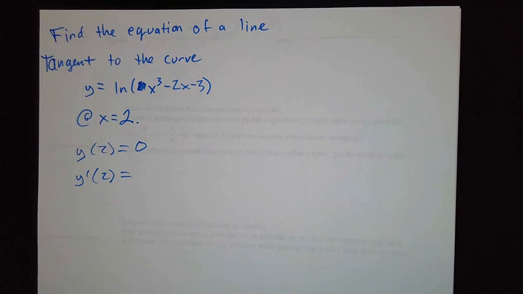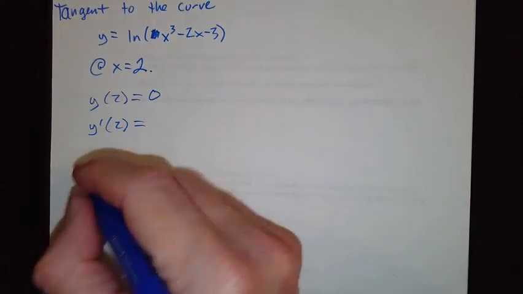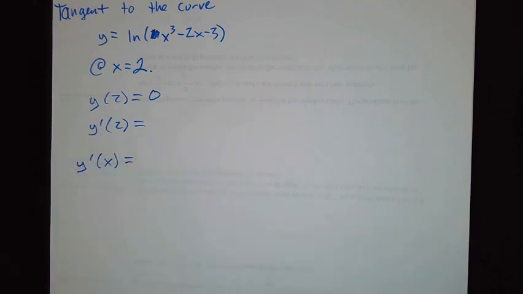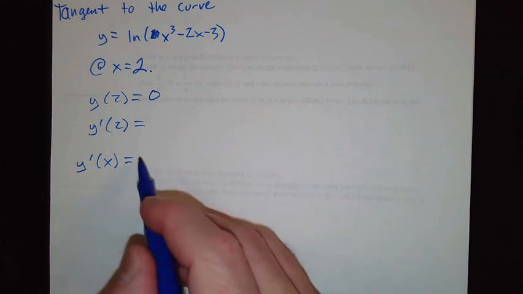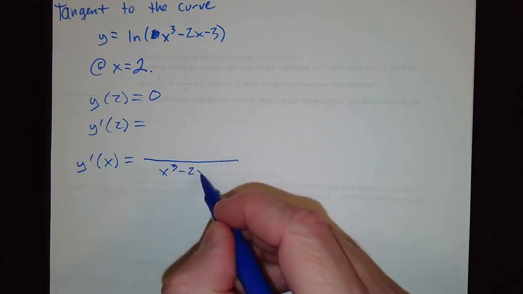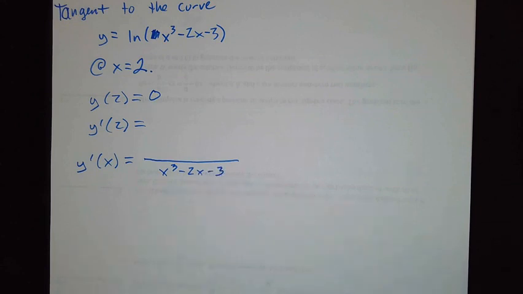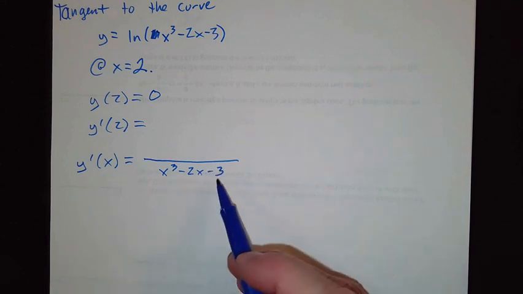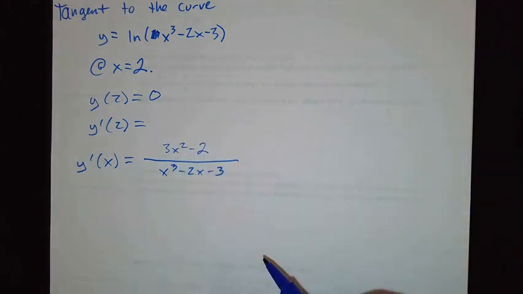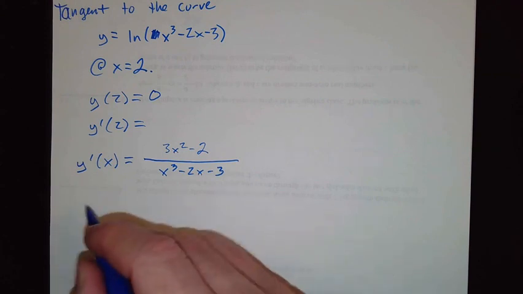And then to find y prime, of course, we will need to find y prime generally as a function of x. So the derivative of the natural log of something is 1 over the something. I'm not going to write the 1 down because we also have chain rule happening here, and so we'll have to multiply by the derivative of the something. And so the derivative of the something, 3x squared minus 2, I'll just put that in the numerator. So instead of having two different things that I'm multiplying, I'll just have one fraction.